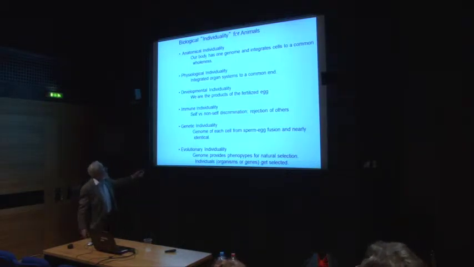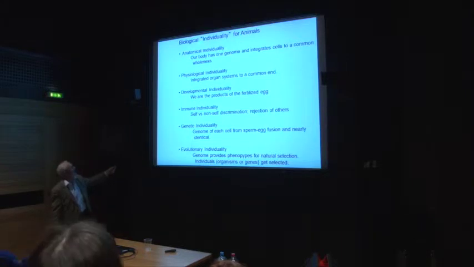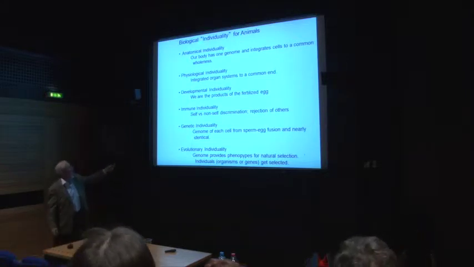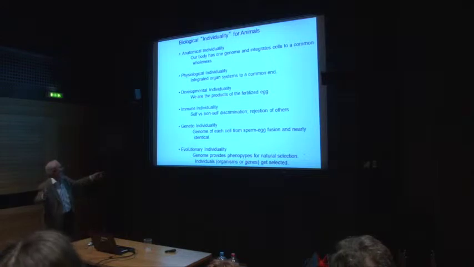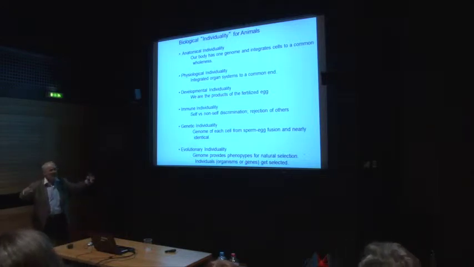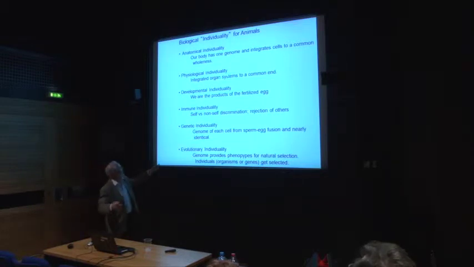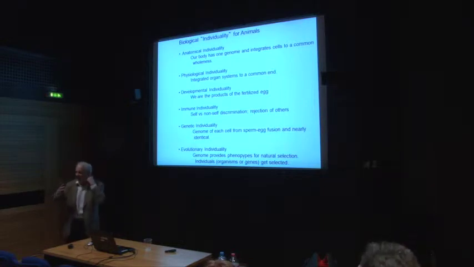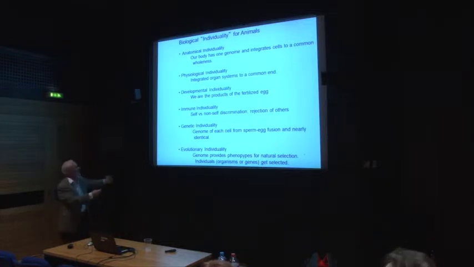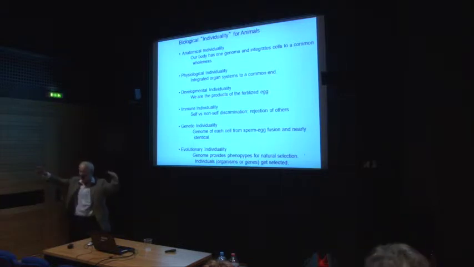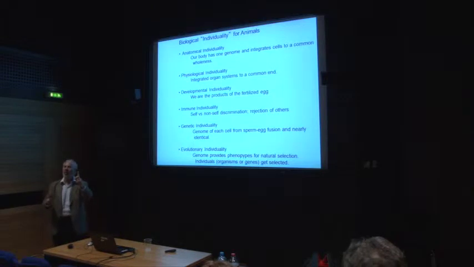So usually, when we talk about biological individuality, we talk about these different types. There's anatomical individuality. Our body has one genome. It integrates everything to a common end. Physiological individuality, where the metabolic cycles in our body are all put together such that we could sustain ourselves. Developmental individuality, that we are the products of the fertilized egg, and that's who we are. We all come from one cell.